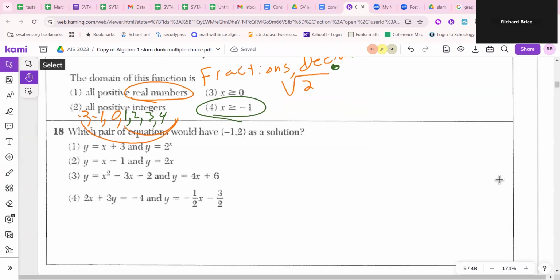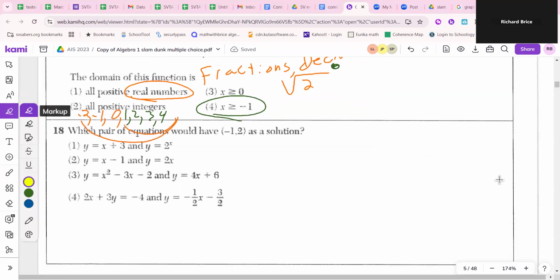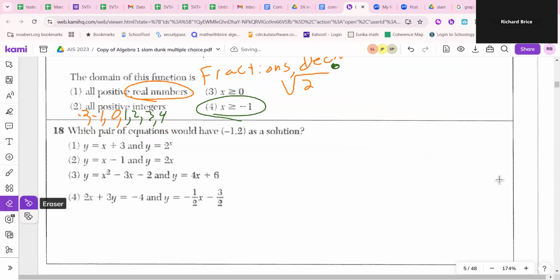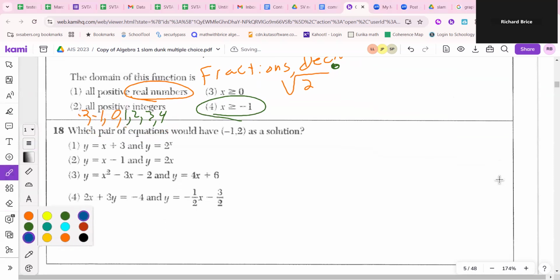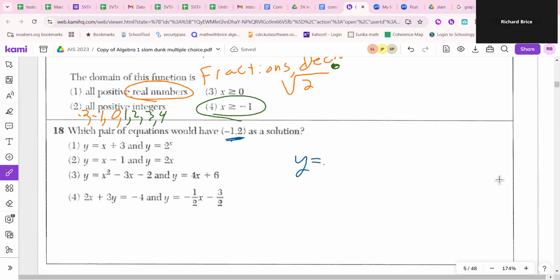Let's go on to the next part. Which pair of equations would have -1, 2 as the solution? What do you think you want to do? What I want to do is go and type in y1 as x plus 3 and y2 as 2 to the x. And look at the table.